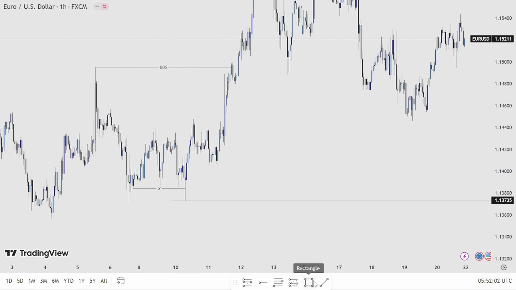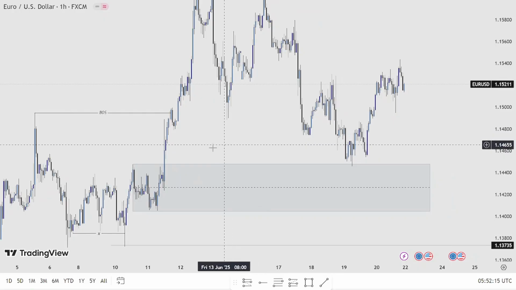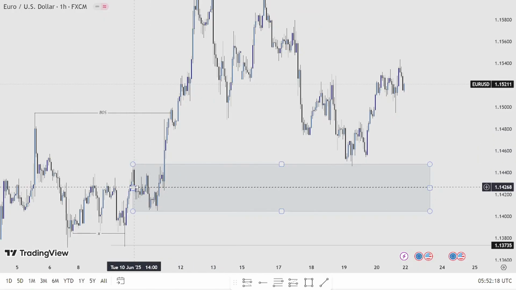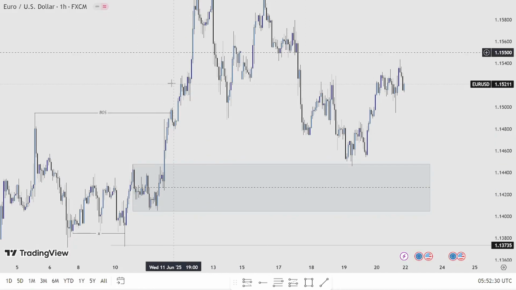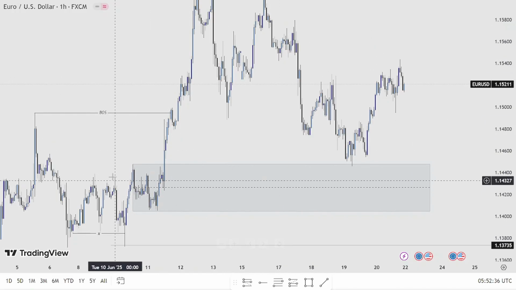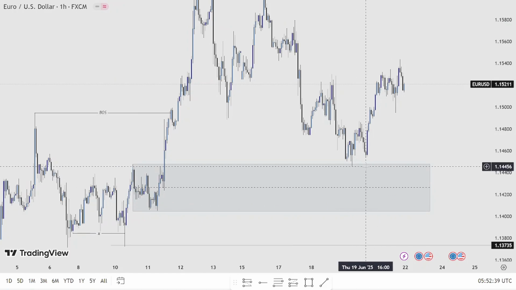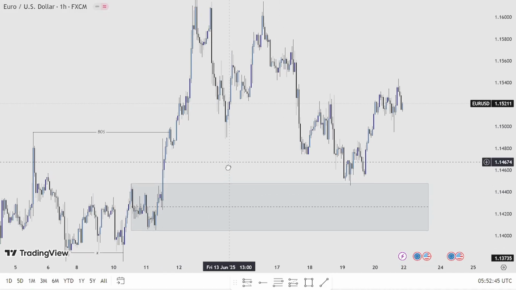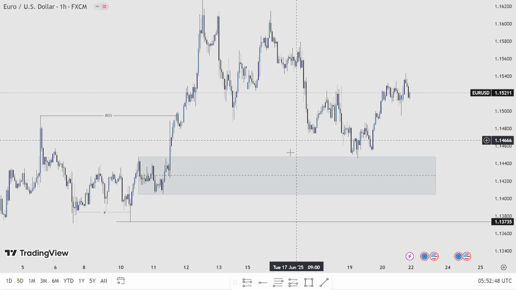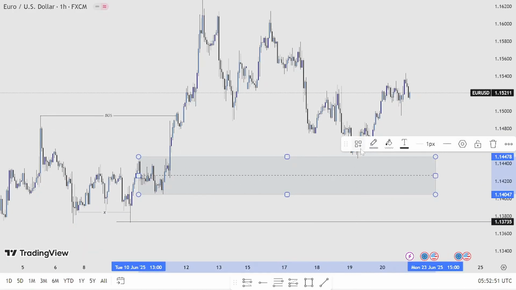So we can mark our base. Let me keep it simple. When I say base, it's where they place their orders before going up, pushing the market up. So they place their orders here, and they will look to come back and fill the orders that they had here. So let me mark this as just a point of interest.